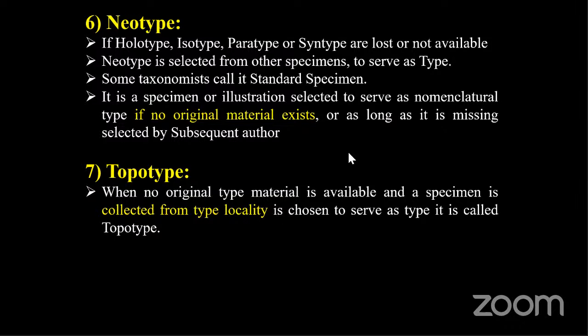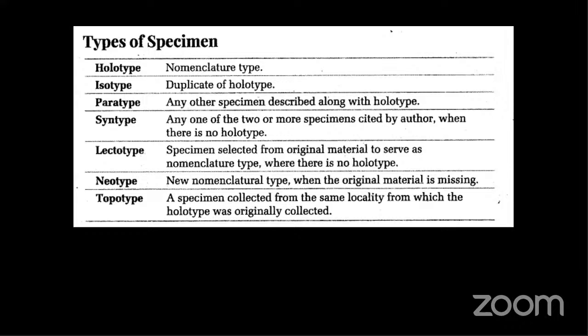So these are the 7 different types of type method. So just to remember all these, just overlook all these types.